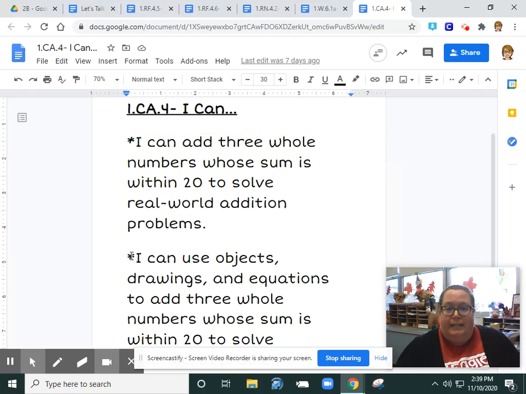Okay. This second I can statement says I can use objects, drawings, and equations to add those 3 whole numbers whose sum is within 20 to solve. So it's just talking about different ways to solve those problems using objects, drawings, and equations. Equations, we might refer to those as number sentences, number models, equations, all those 3 names for the same thing.